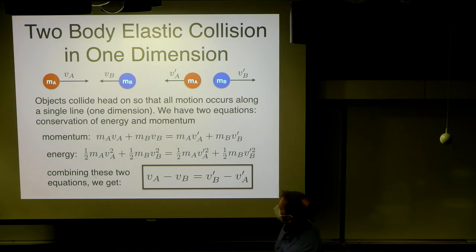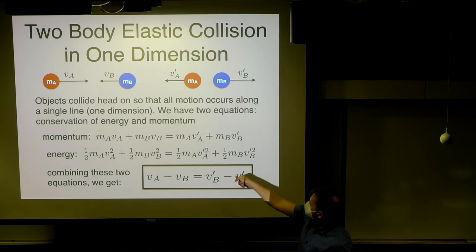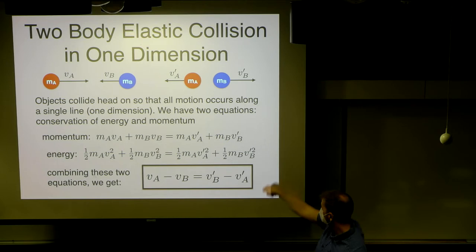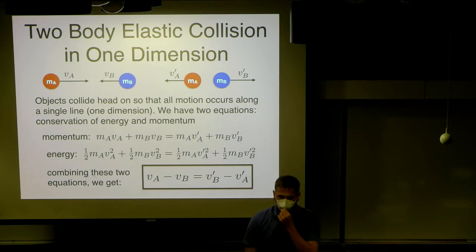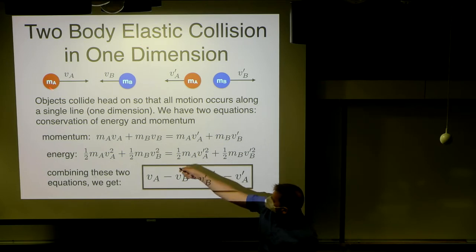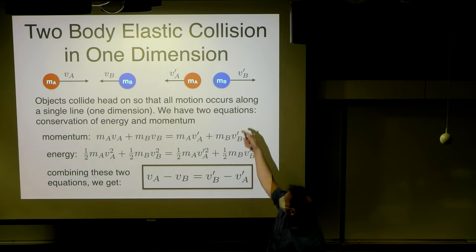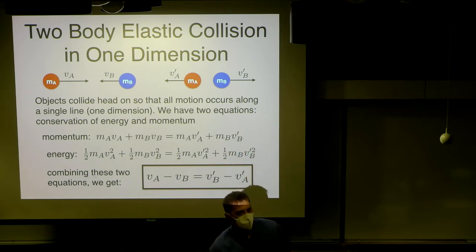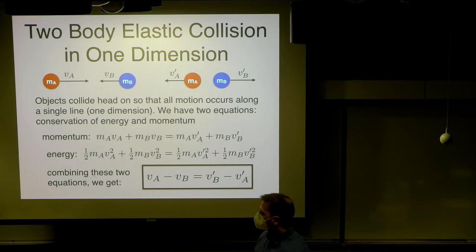For momentum, it goes like this. Initially, we have ma times va, that's the momentum of the first object, and then we add to that mb vb for the second object. And then we set that equal to ma va prime for the final momentum of the first object, and then add to that mb vb prime, that's the final momentum of the second object. Okay, so that's just saying the total momentum here is the same as the total momentum here after the collision. So we've seen that before.